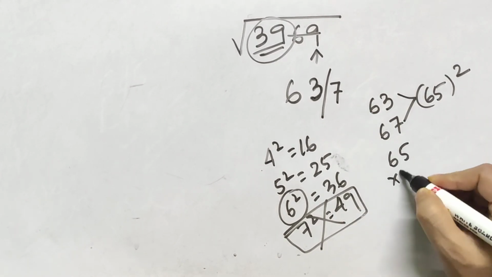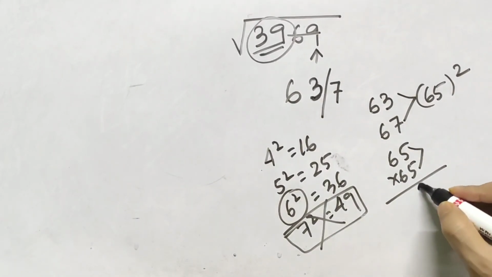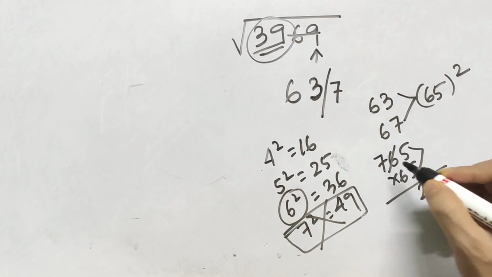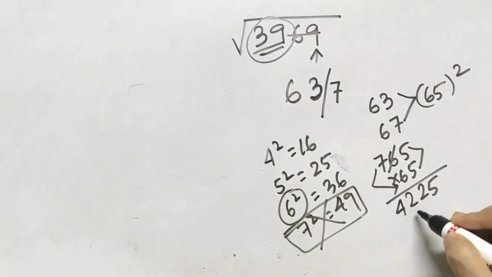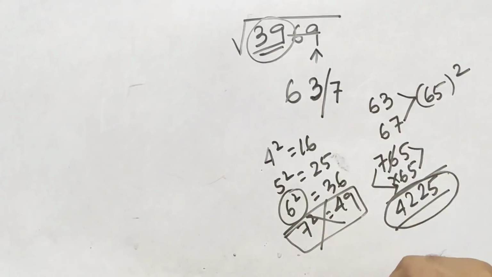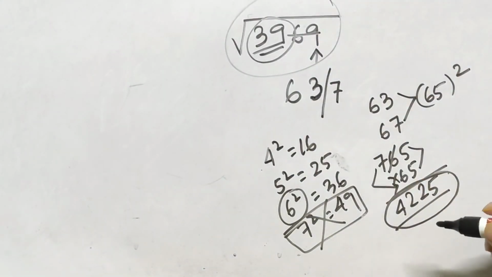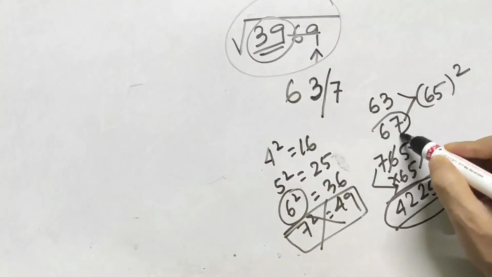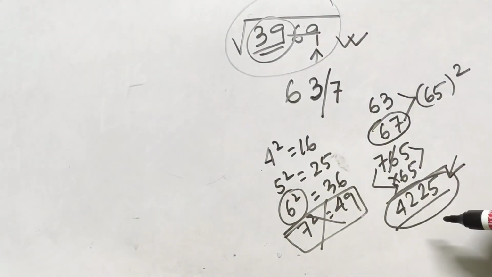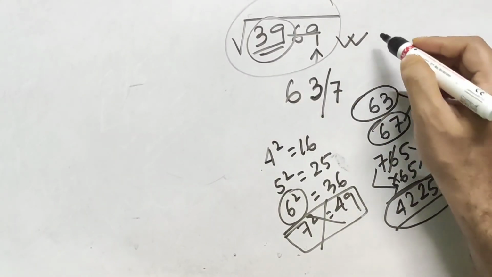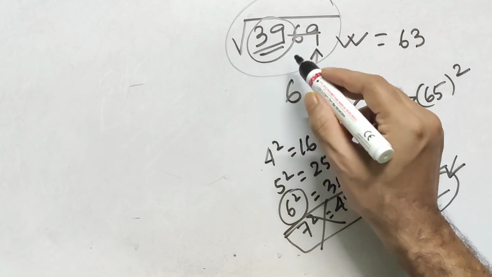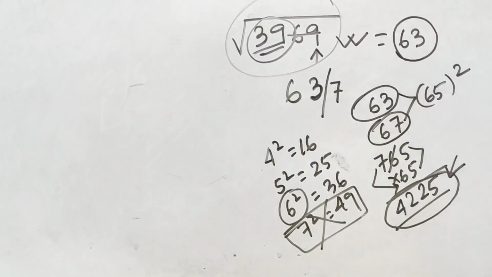Now you have to make 65 square in order to make sure which number we are going to take. So 65 into 65, again 5 5s are 25, 6 plus 1 it becomes 7, and 7 into 6 is 42. So we have 4225, and when this number is less than 65 square, that means 67 square is going to be more than this, so we cannot take 67. That means our answer is going to be 63. So the square root of 3969 is 63. Okay, I think it's very much clear now. I hope you have understood.